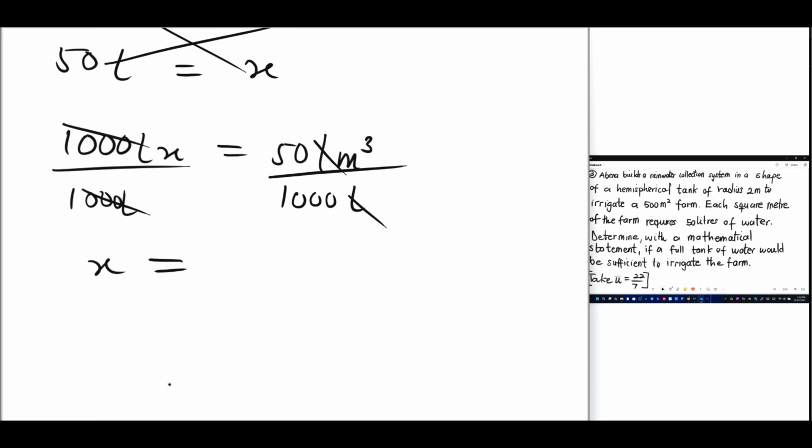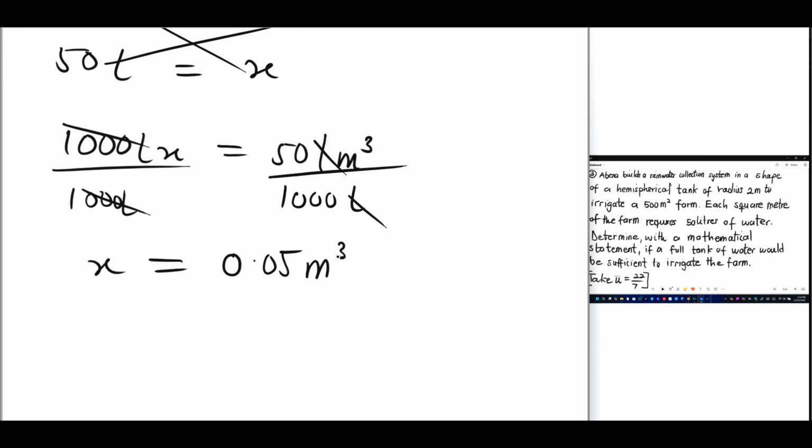So let us now work on this. Here we are going to get 0.05 meters cubed, or cubic meter. You can equally verify with your calculator since you are permitted to use a calculator.